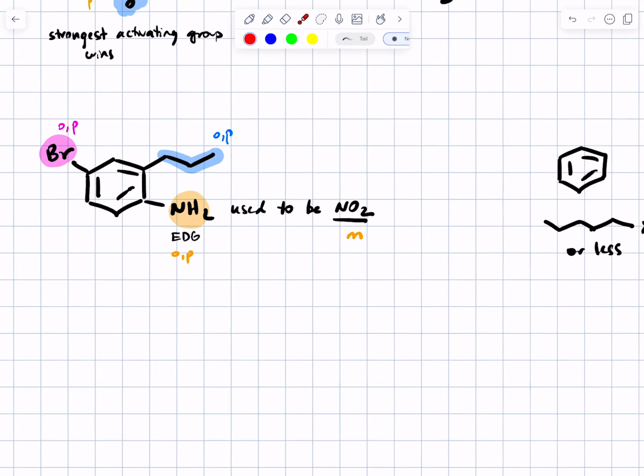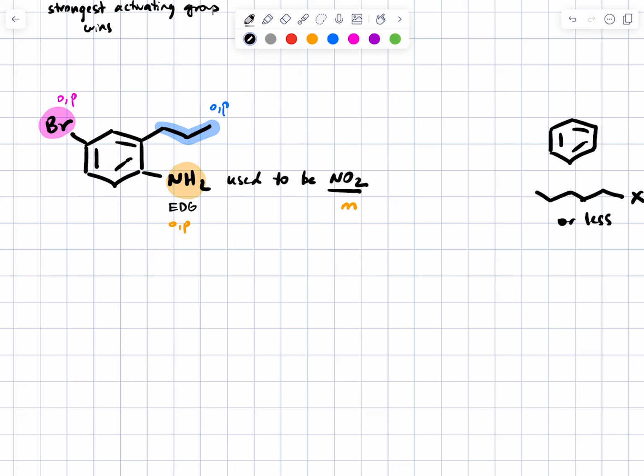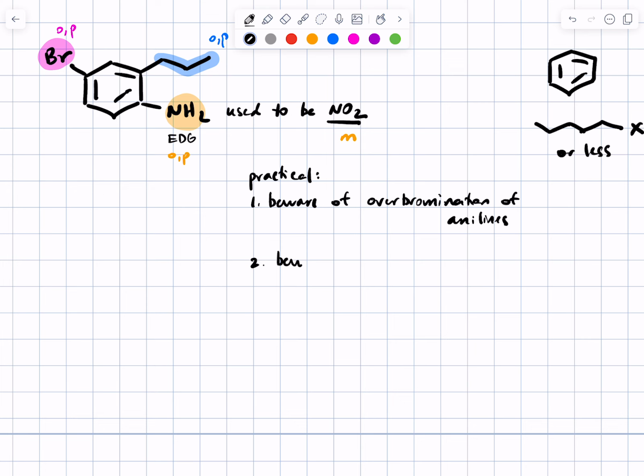All right. If you've been keeping up with the text, there are some practical issues which are going to influence the best synthesis. And the practical issues are these. I notice I've got the aniline in the product and a bromo, so I know that I'm going to need to beware of over-bromination of anilines. And then the second thing that I want to beware of is something that's mentioned in the section on Friedel-Crafts. Beware of anilines in Friedel-Crafts reactions.